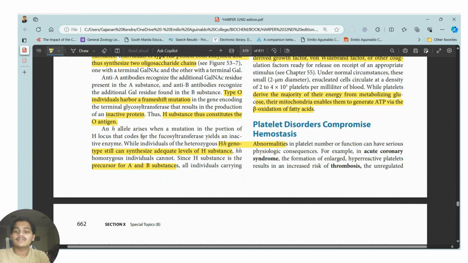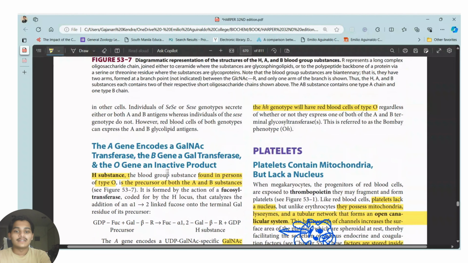Then an h allele arises from a mutation in the H locus. Remember this H and this h, these are the dominant and the recessive. In the case of a heterozygous H genotype, they can still synthesize an adequate level of H substance. It means they can show either A type, B type, or AB type blood group. But what if the case is recessive h, the homozygous recessive individuals? They cannot synthesize any level of this substance and cannot show any type of antigen, since the H substance is the precursor for A and B, as we saw already. Then this hh, the recessive genotype, will have red blood cells of type O.